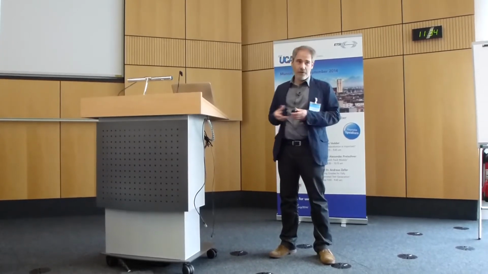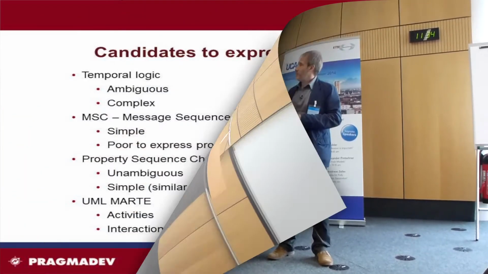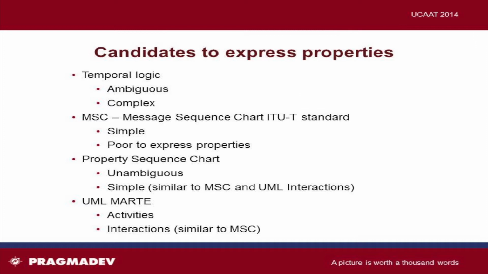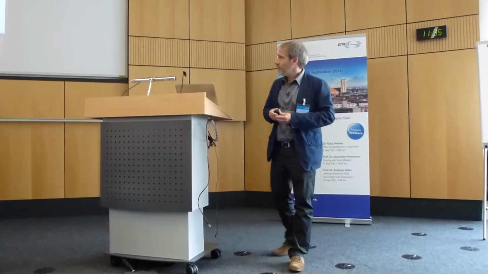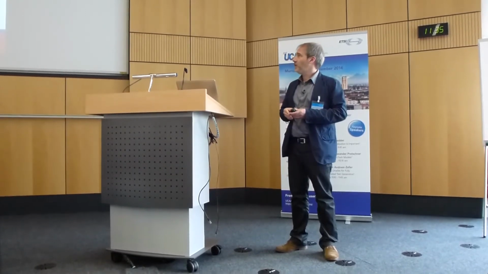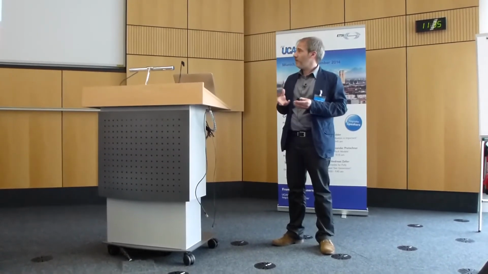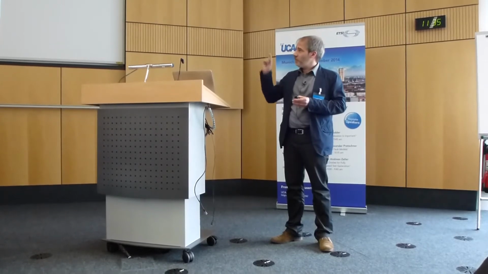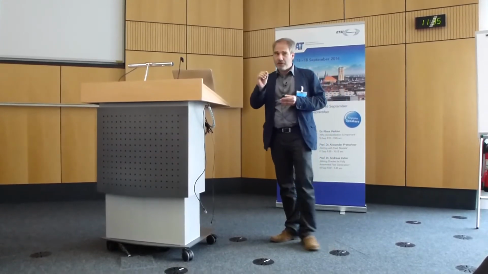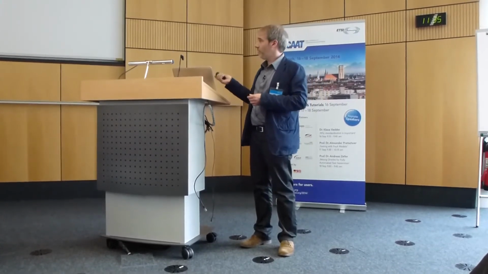Then you have some more graphical languages like MSC, property sequence chart, and sequence diagrams from UML. And they are very similar. MSC and sequence diagrams are basically equivalent. So you can describe the exchange of information between entities, which is graphically very easy to read. And then property sequence chart added annotations on these diagrams to express the properties. And that's what we have been working on in this project.